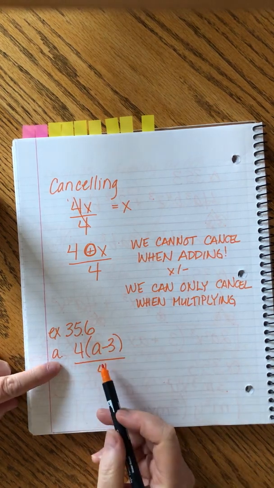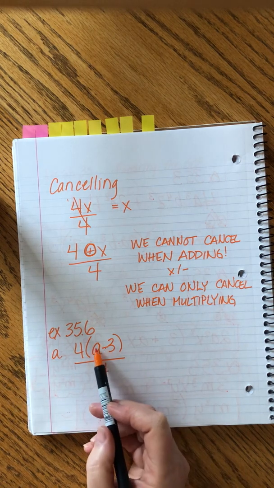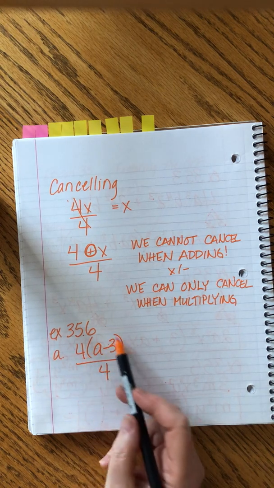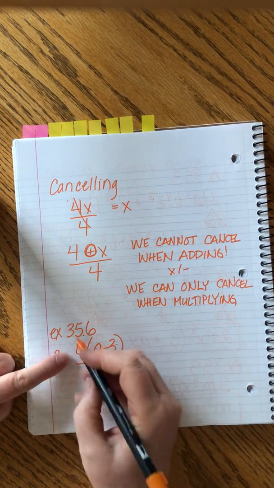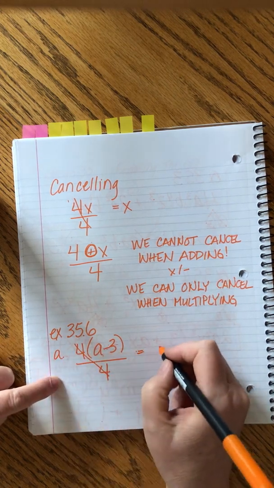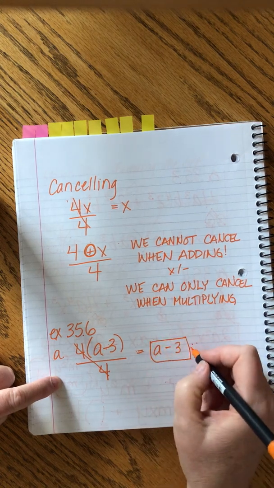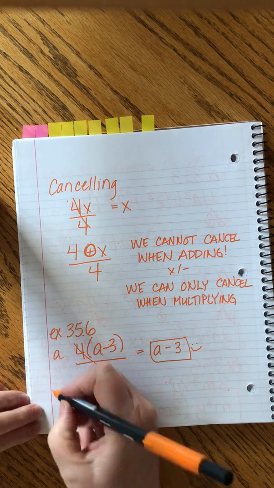All right, so students look at this and go, oh, but look, we're subtracting, so we can't cancel. We're subtracting within the parentheses, but this 4 is being multiplied by this a minus 3 quantity. So this is multiplying, and we are allowed to cancel. So our final answer here would be a minus 3. Okay, this is the part that's being multiplied, so it's okay to do that. B.